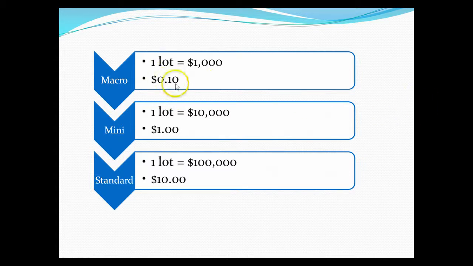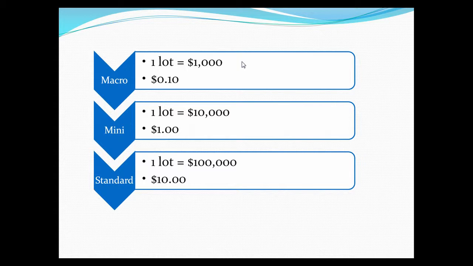But basically what to expect with a macro account is for every one full lot you're trading a $1,000 contract, which means you've got $1,000 of somebody else's money in the market. Depending on how much leverage you've got will determine how much money you've actually got in the market. But anyway, 1 pip on a macro account is equivalent to 10 cents, okay, for one full lot.